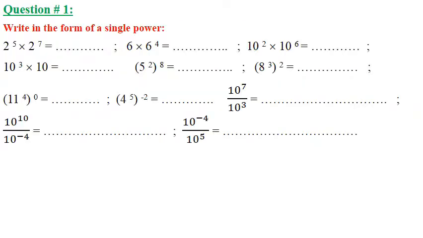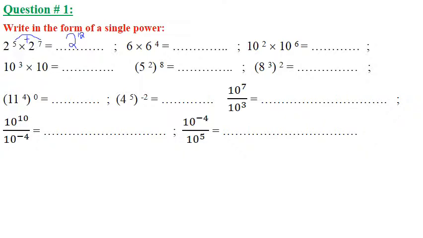Question number 1, we should write the following in the form of a single power, which means here we have two powers. We should get an answer of 1 power. We are multiplying two powers having the same base. The rule says we keep the base as it is and we add both exponents. So 5 plus 7 is 12, so we add the exponents 5 and 7.